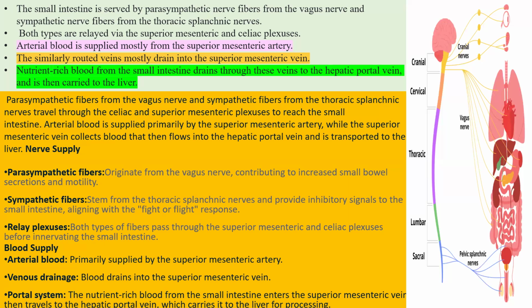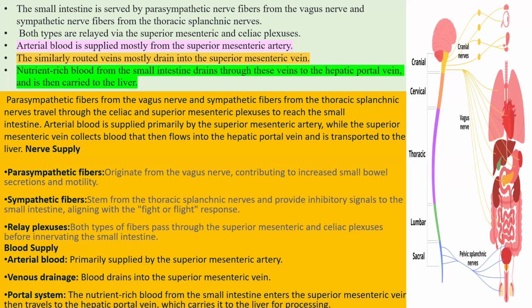Arterial blood is supplied mostly from the superior mesenteric artery. The similarly routed veins mostly drain into the superior mesenteric vein. So oxygenated blood is supplied to the small intestine from the superior mesenteric artery, and the deoxygenated blood mostly drains into the superior mesenteric vein. Nutrient-rich blood from the small intestine drains through these veins to the hepatic portal vein and is then carried to the liver. Very important point.